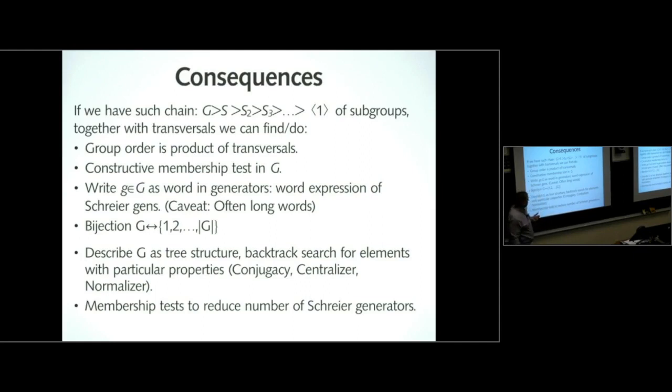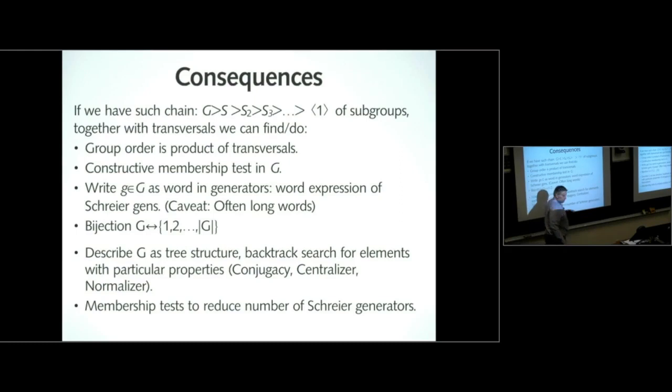Caveat, this gives us quite long words. If you do this naively for Rubik's Cube, you get words of length a couple of million. So even if you just wanted for heuristics to get some decent words, you need to play some tricks, and basically you need to precede your transversals with short words to try to get short word expressions in there.